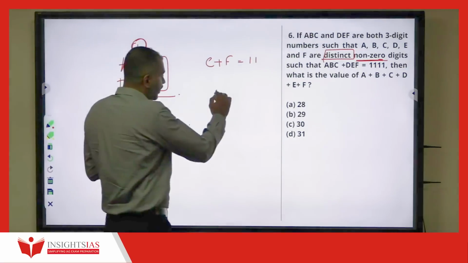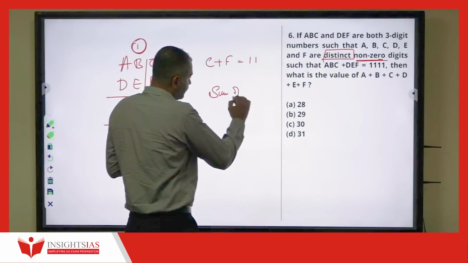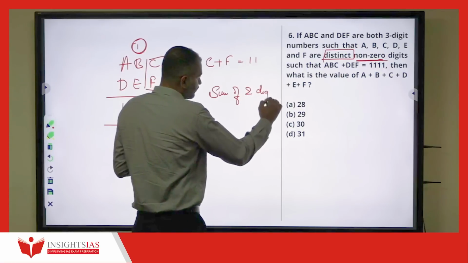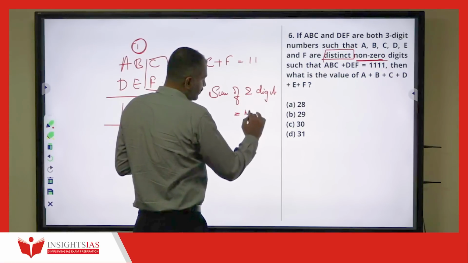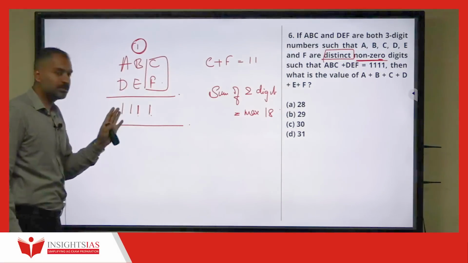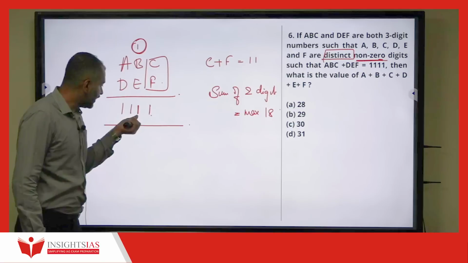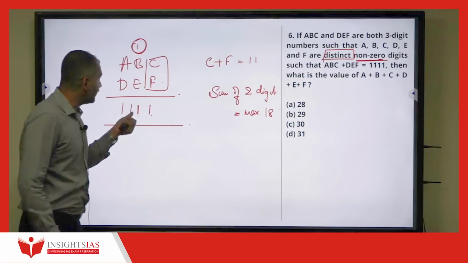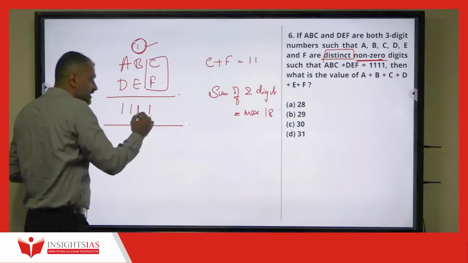Because the sum of 2 digits is equal to a maximum of 18, 9 plus 9, this is the only possibility. So 20 and above is not possible. Okay, so hence I am taking 11. So here also it is 11, right? 11 means I added the carry 1, afterwards this is becoming 11.